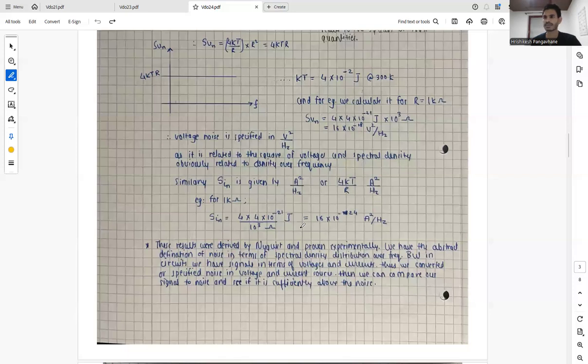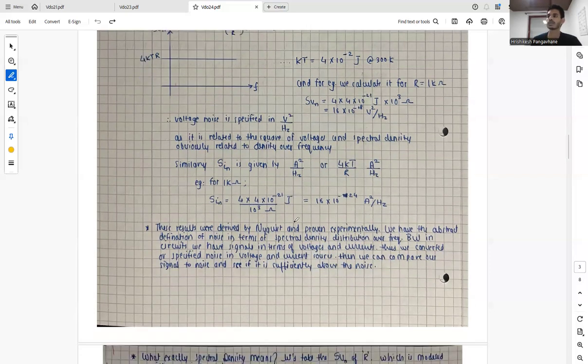We have the abstract definition of noise in terms of spectral density distribution over frequency. But in circuits, we have signals in terms of voltages and currents. That's why we converted our specified noise into voltage and current sources. Then we can compare our signal to the noise and see if it is sufficiently above the noise or not.